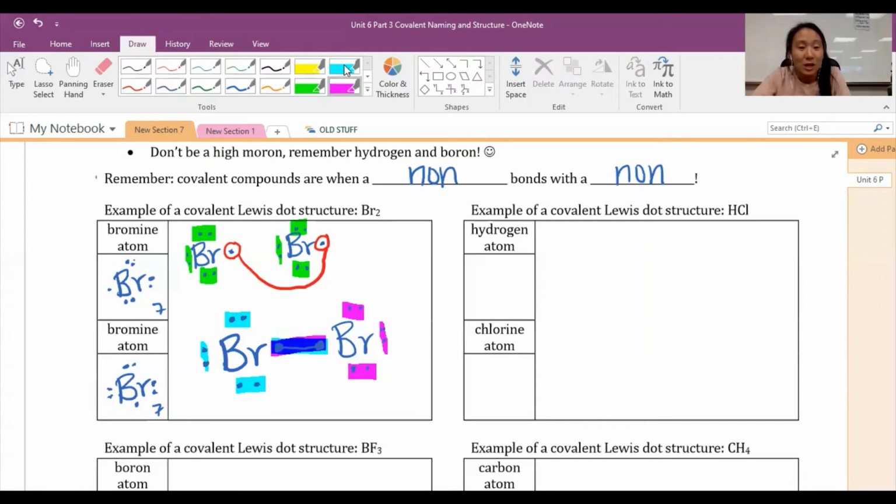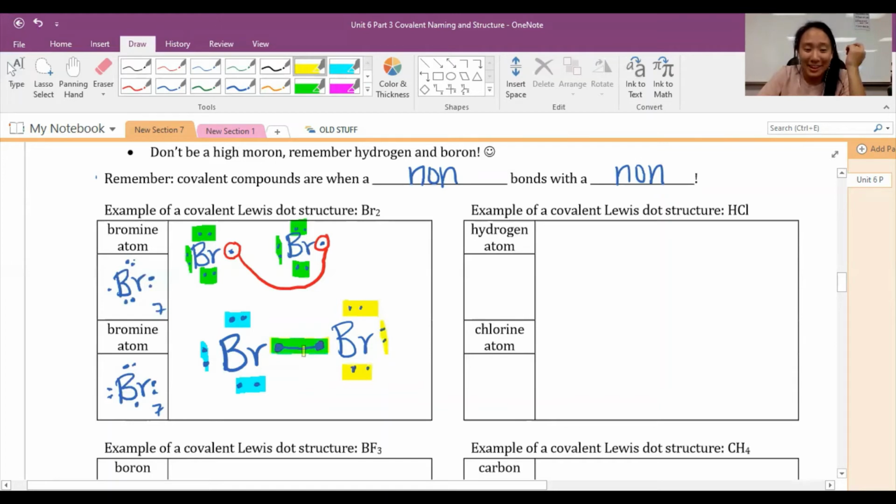Ooh, that color is really dark. So you're essentially allowing them to be shared, right? So here, here, here, and then here. They belong to both, right? Which is why, hey, see, blue and yellow make green here. So they're shared with both. So then both bromines have 8. Everybody's stable, everybody's happy, okay?